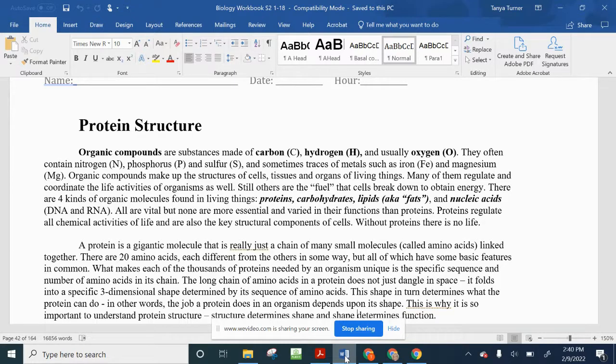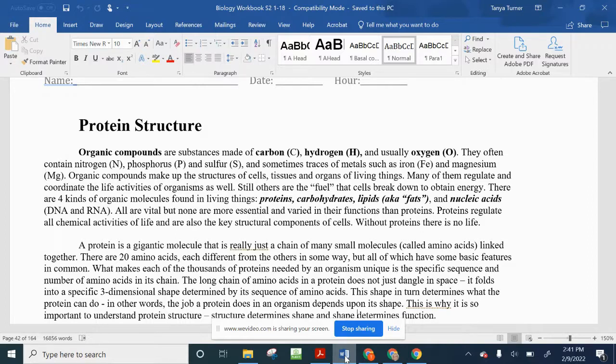Many of them regulate and coordinate the life activities of organisms as well. Still others are the fuel that cells break down to obtain energy. There are four kinds of organic molecules found in living things: proteins, carbohydrates, lipids, aka fats, and nucleic acids, DNA and RNA. All are vital, but none are more essential and varied in their functions than proteins.